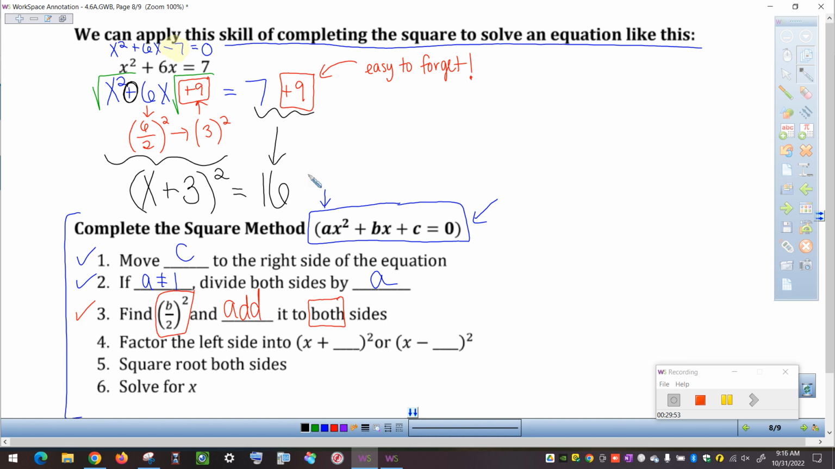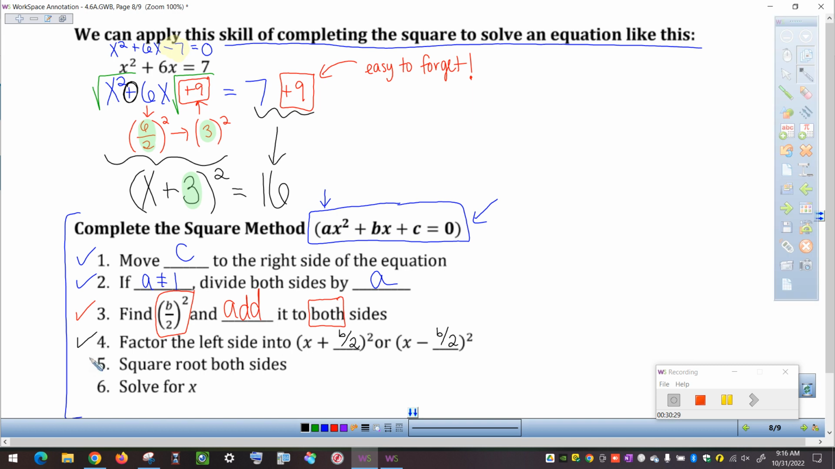So now, really, everything that we did, so we factored, hold on a second, let's look at step 4. We're going to factor the left side into either x plus b over 2 squared or x minus b over 2 squared. B over 2, that's just what we had right here, right before we squared it. So notice how that's the same as the number that we have in our parentheses.